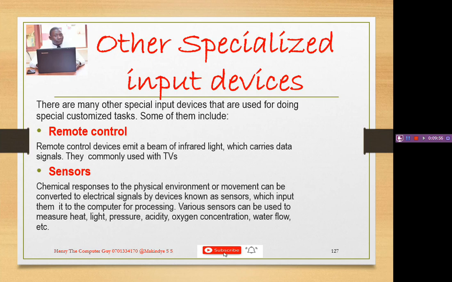Various sensors can be used to measure heat, light, pressure, acidity, and others. For example, if I've ever gone into some of the bigger buildings where they put up signs that you're not supposed to be smoking in a certain area, and you start smoking, it will detect the smoke. Then it gives an alarm that someone is smoking in this area. So those are some of the sensors. They react according to what is happening at that moment. So a remote, that's how it looks like.